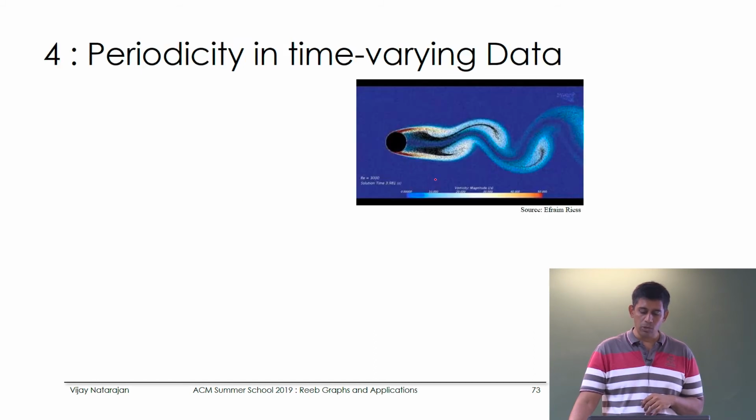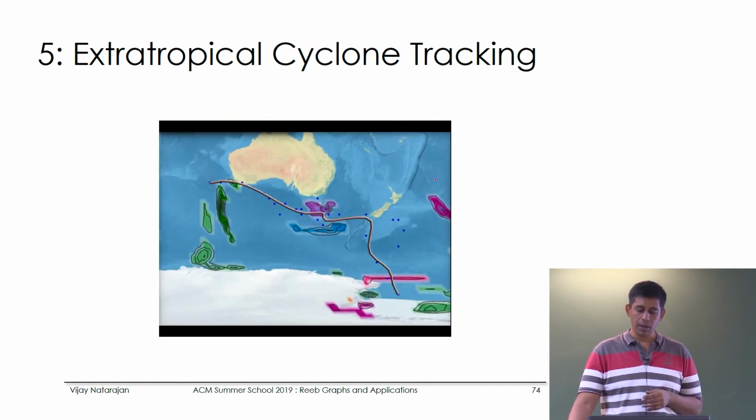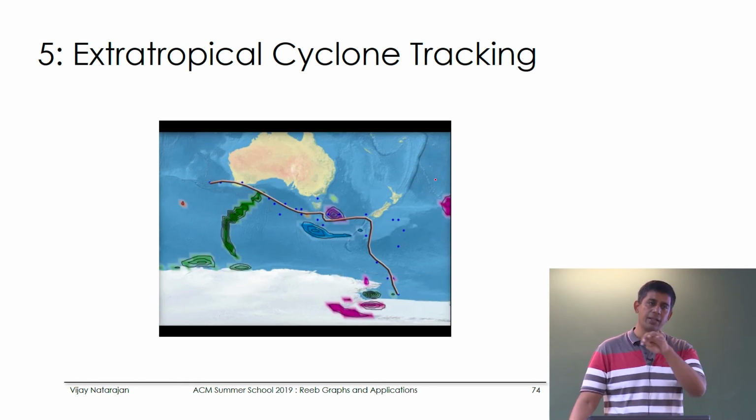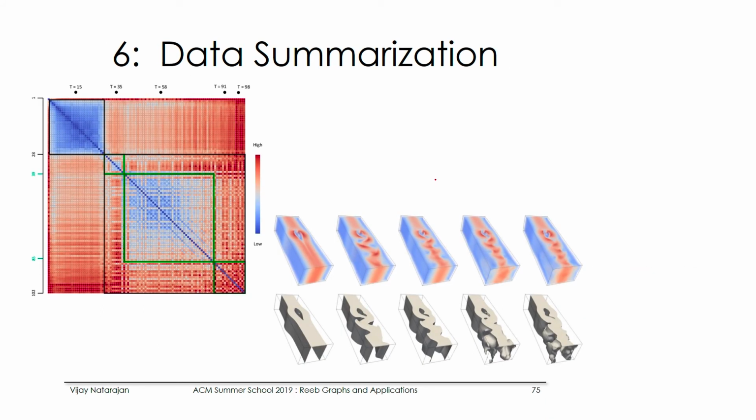This can be used to find periodicity or repeating behavior in data, right. This is some flow which shows a lot of repeating behavior, so you can find periodicity. It can be used to track cyclones, like I said, and find the tracks of cyclones also. It can be used to summarize data.